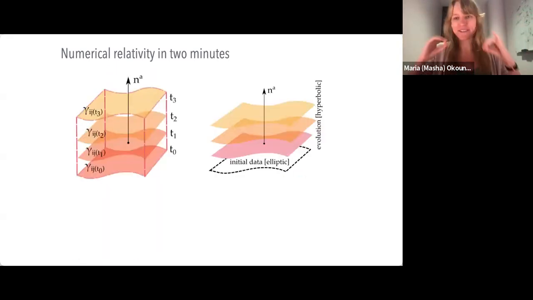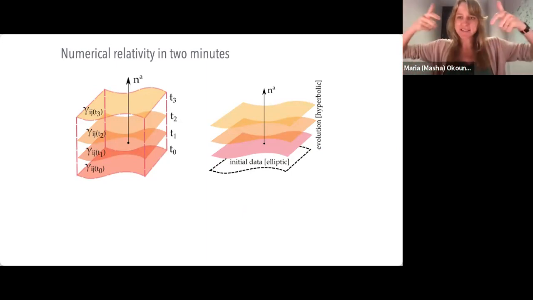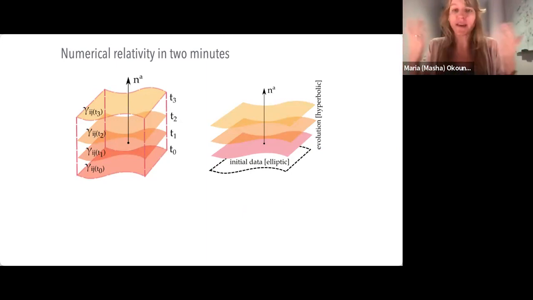But what's important for us to note is that the equations on each slice are elliptic, and the equations that take us from slice to slice when we solve, for example, the Einstein field equations are hyperbolic.